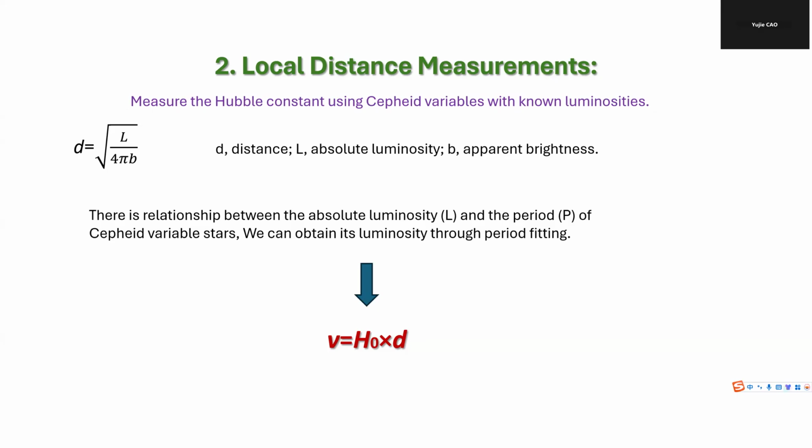There is a relationship between the absolute luminosity and the period of Cepheid variable stars. We can obtain its luminosity through the period. After measuring the apparent brightness, the distance can be determined.